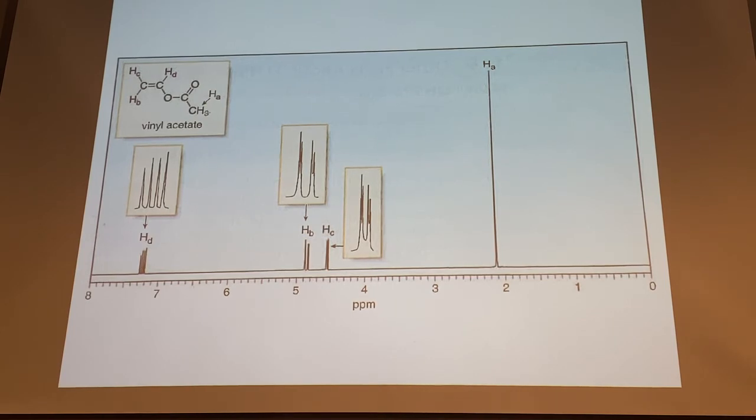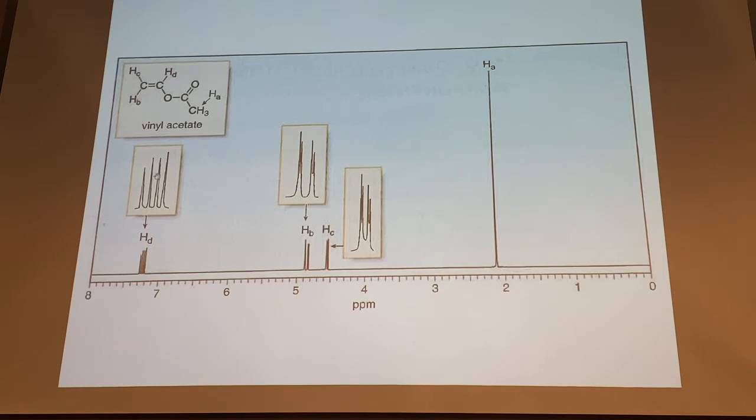So how many total sets? 1, 2, 3, 4. And there you see them all. This one's a singlet. You should see why. There are no neighbors, right? And it's alpha to the carbonyl on this side, so yeah, it's around 2, 2.5. It integrates for 3. And then you have 3, what?